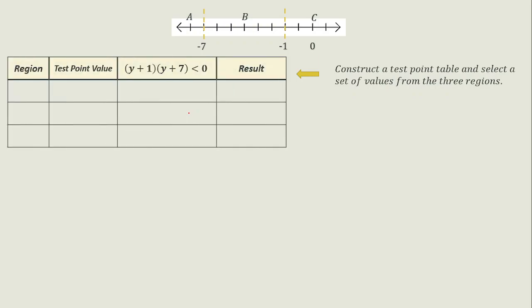So, the same format ng ating test point table. After the test point table, lagay na natin yung regions A, B, and C. Then, let's choose a test point value. For region A, yung pinili ko class is negative 8.